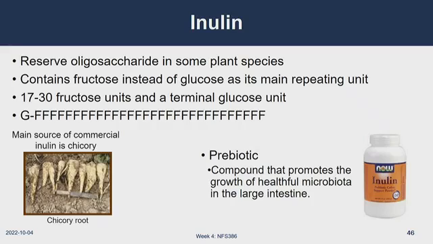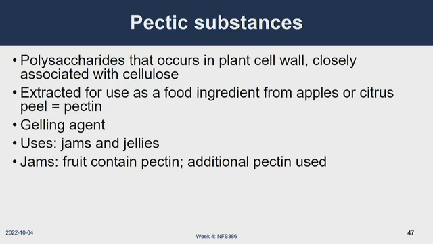If you remember, starches have glucose as a repeating unit, and here, instead, it is fructose. Usually there are up to 30 fructose units, with a terminal glucose unit. As written here, the main source of commercial inulin is chicory roots. These are one of the main sources.